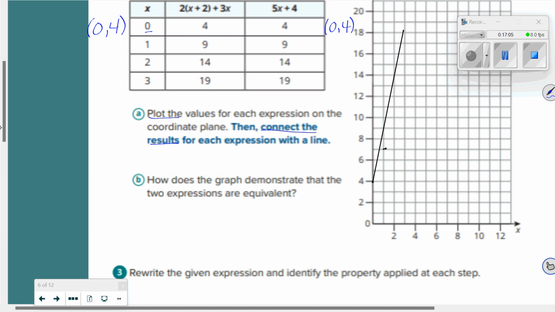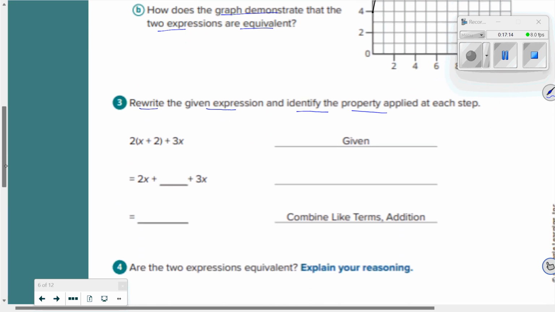How does the graph demonstrate the 2 expressions are equivalent? And we write the given expressions and identify the property applied at each step. So they've given you, and this is how any proof is going to happen, guys. They're going to start you with a value. That's what we call our given. Then you have to tell me what property we used to rewrite this, and then fill in the blank piece. And then they told you what to do once you have this piece. So then you can write the answer to the combining like terms and addition on that.